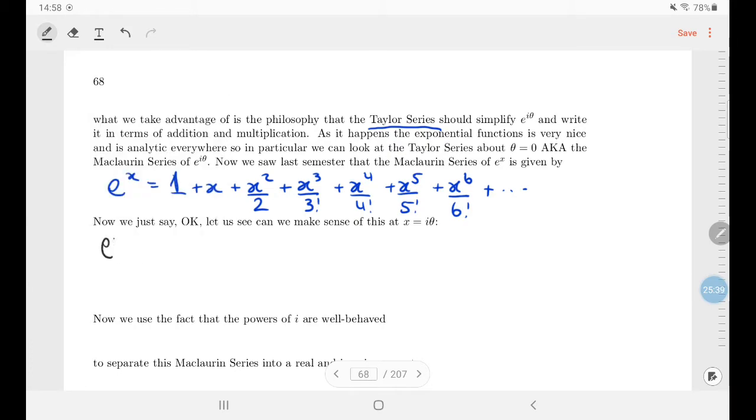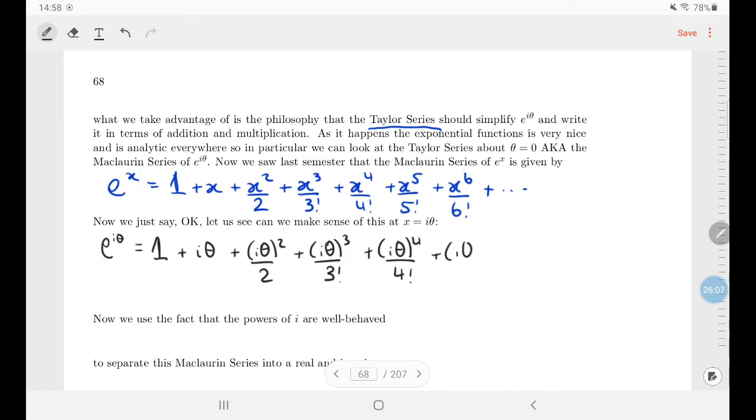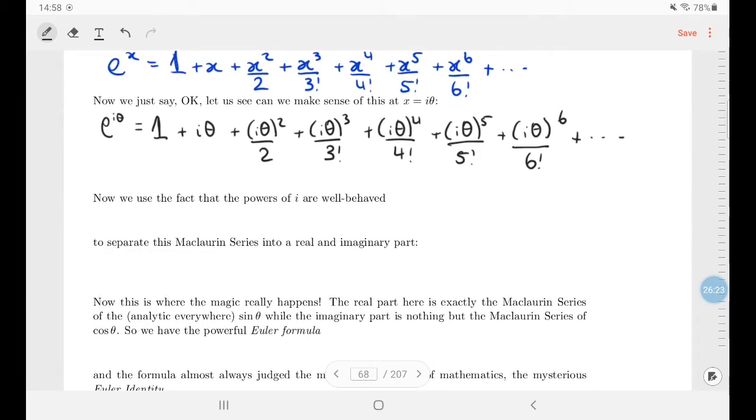So e to the i theta should be 1 plus, instead of x, I'm putting in i theta, plus (i theta) squared over 2 factorial plus (i theta) cubed over 3 factorial plus (i theta) to the 4 over 4 factorial plus (i theta) to the power of 5 over 5 factorial plus (i theta) to the power 6 over 6 factorial plus dot dot dot, going on forever and ever. Now you're possibly more confused than you were, that's okay. This is really cool maths as far as I'm concerned.